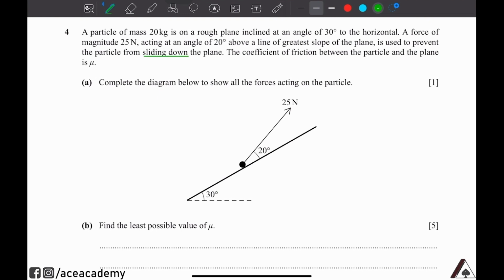So they want us to complete the diagram showing all the forces. Well, okay, we have the weight of the particle, which is 20 times 10, which is 200 newtons. And there's a force that's preventing the particle from sliding down the plane, so it means it must be acting upwards. So we can call that, say, frictional force. And there's also a contact force which is perpendicular to the line of greatest slope, so something around here, which is the reaction force. They want us to find the least possible value of mu.